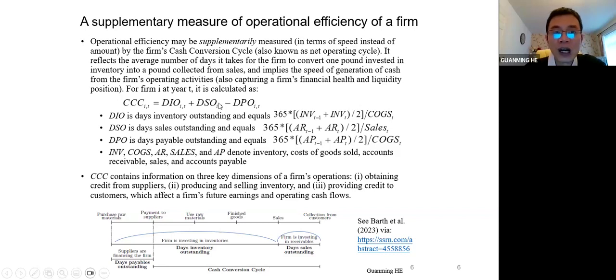In addition to the fact that the company's overall operational efficiency is high. And we also use this cash conversion cycle as a measure of the company's financial health and liquidity position, in addition to the company's operational efficiency in terms of the speed of the generation of the output relative to the inputs of the production.